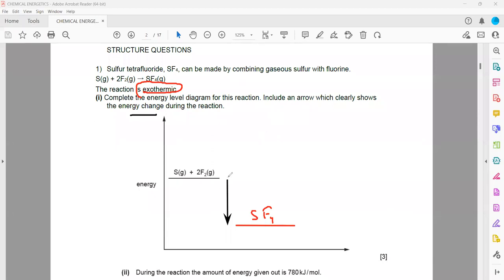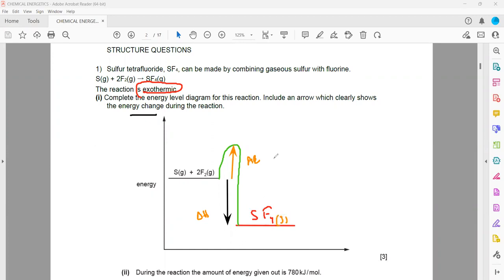They did not ask here to mention activation energy, but some questions ask you to label activation energy as well. So we'll draw a peak where it reaches the activation energy and forms a product. We'll draw a vertical arrow pointing upward, labeled as activation energy, the minimum possible energy we need to start. Energy change is represented by delta H. And SF4 is in a gaseous state, so we should write the state as well.